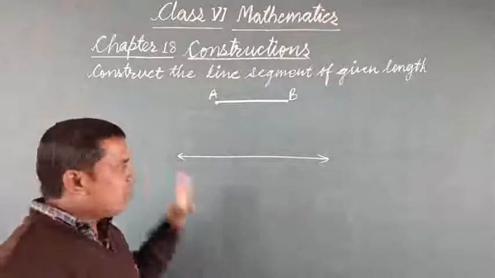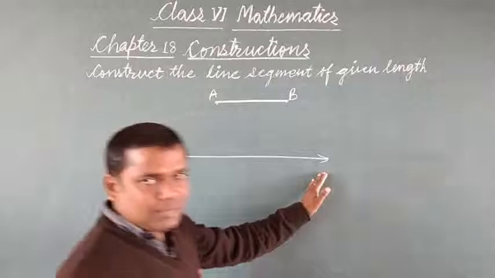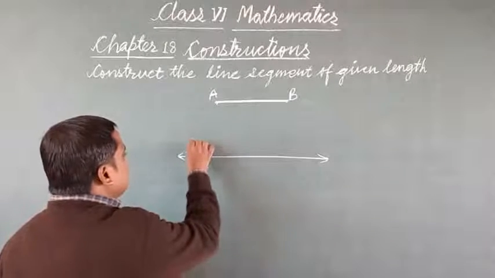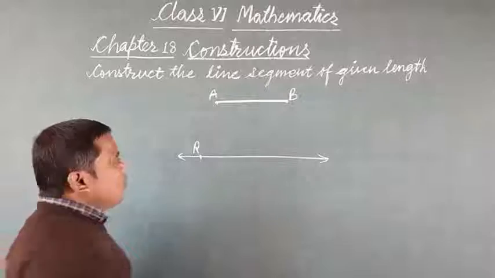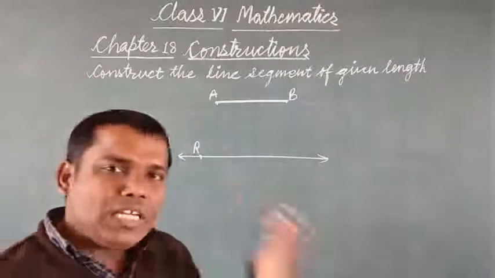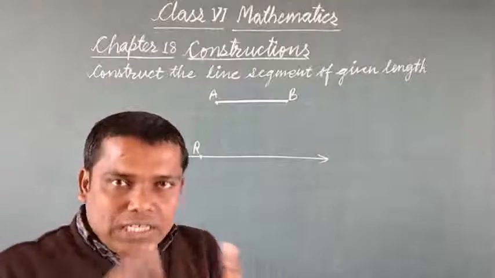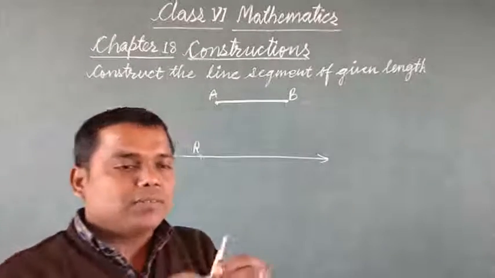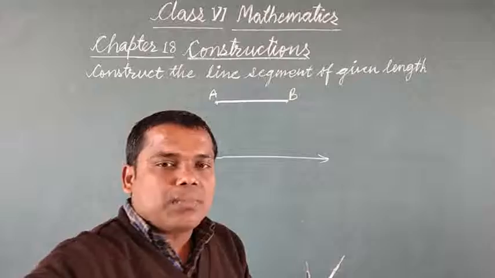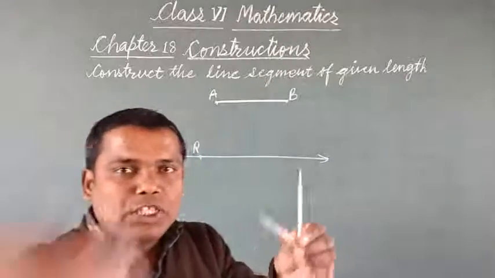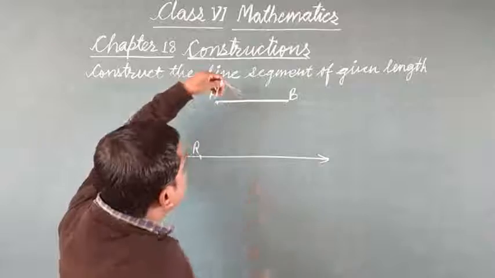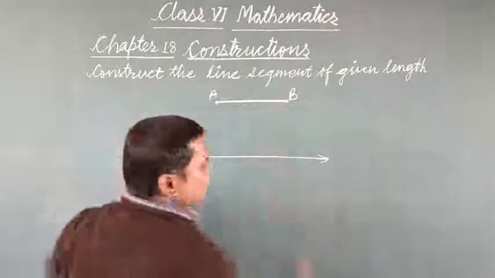So what will we do? First of all, we will draw a line. Then we take point R on the line. So this is point R. Now we take a ruler, or without taking a ruler, you can also draw here. You take your divider, or you can take the compass also. With the help of this, anyone you can take, you can extend it. One end here, another end here.